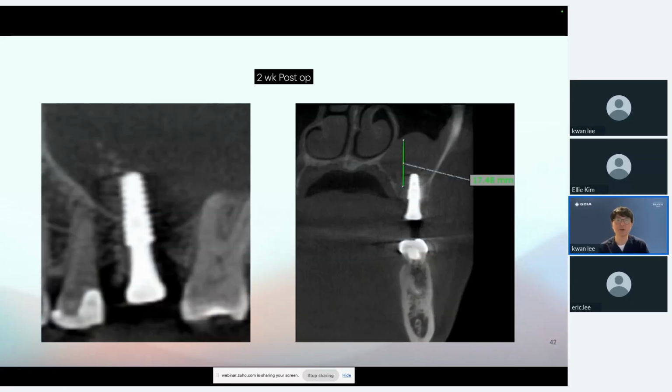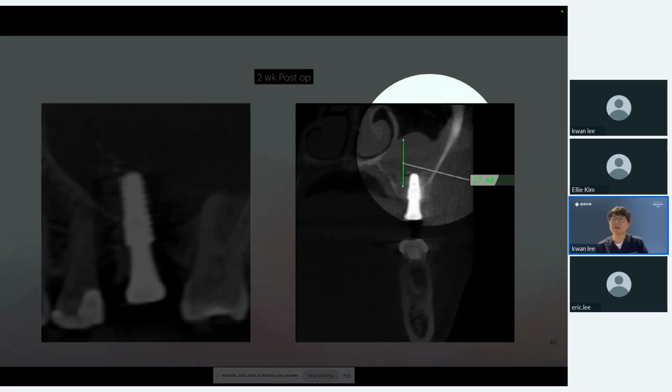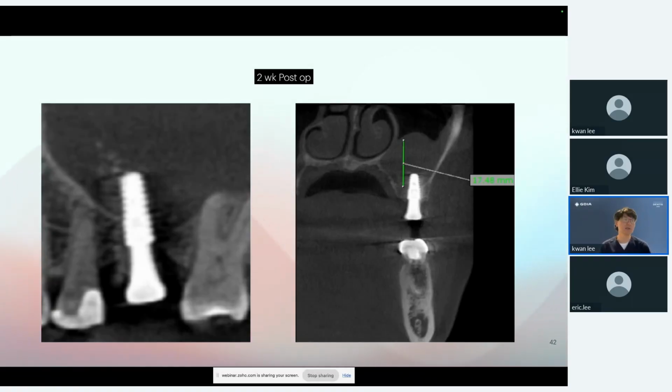So this is the 2-week post-op sagittal CBCT. As you look at it, 17 millimeters. If you have experience with sinus augmentation, laterally or crestally, when was the last time you were able to elevate the membrane 17 millimeters high up there? I mean, that's only possible through the lateral sinus augmentation, not through the crestal. If you know anybody doing this, then let me know. I'd love to. Maybe great minds think alike, but I haven't seen anything like that. So 17 millimeters, the membrane up there.